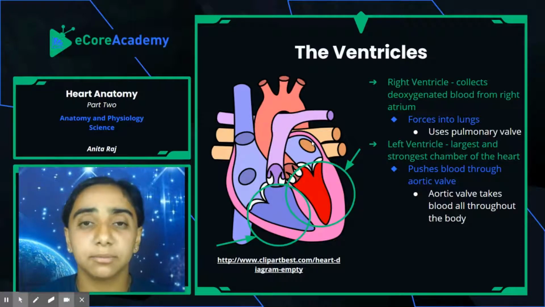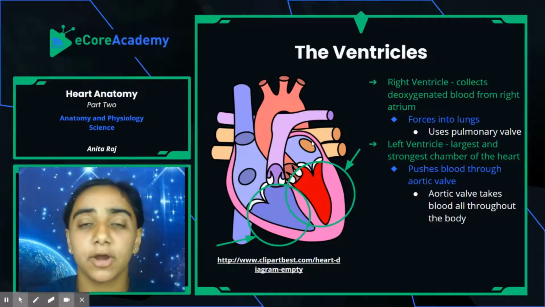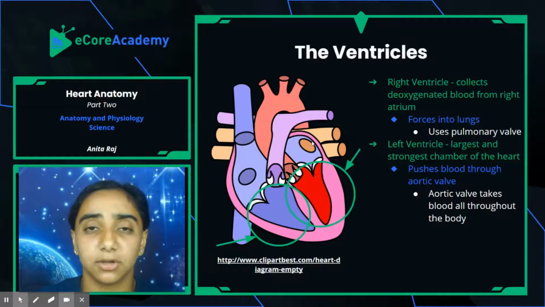Well, that oxygenated blood needs to return through the body. Therefore, it needs to be pushed all throughout your body. That's why your left ventricle is the largest and strongest chamber of the heart. It is the last chamber, meaning it needs to be able to push all of the blood that it just collected, that oxygenated blood, throughout all of the vessels in your body so that oxygenated blood can reach all the cells that need it. That's why it's the largest and strongest chamber of the heart. Hopefully you get that.